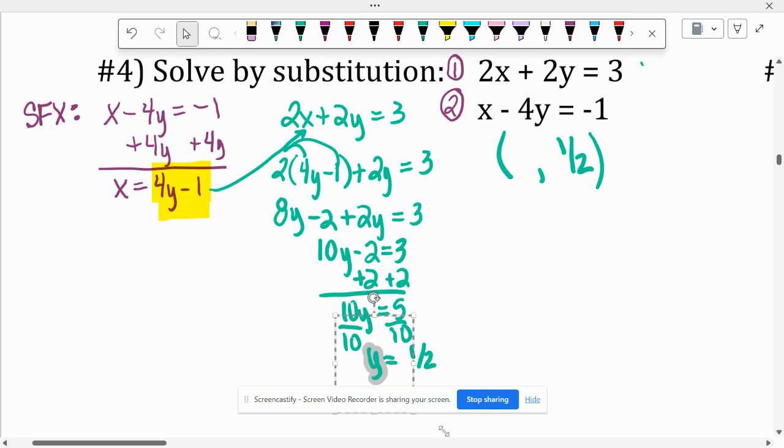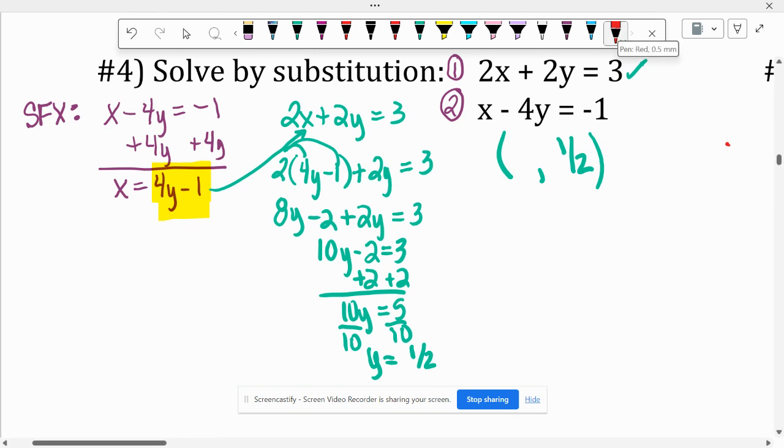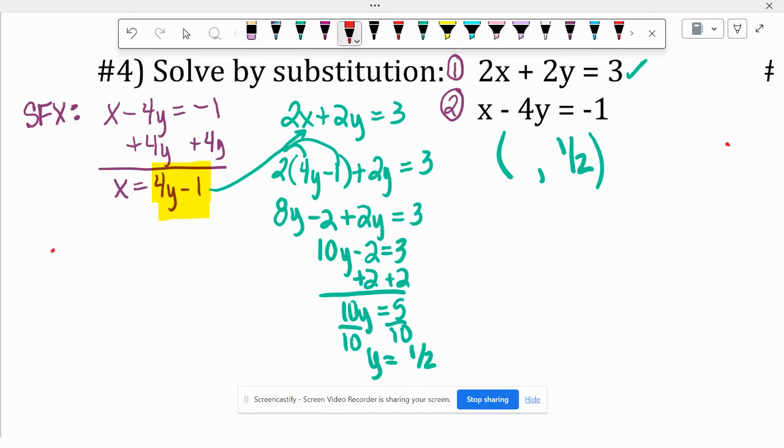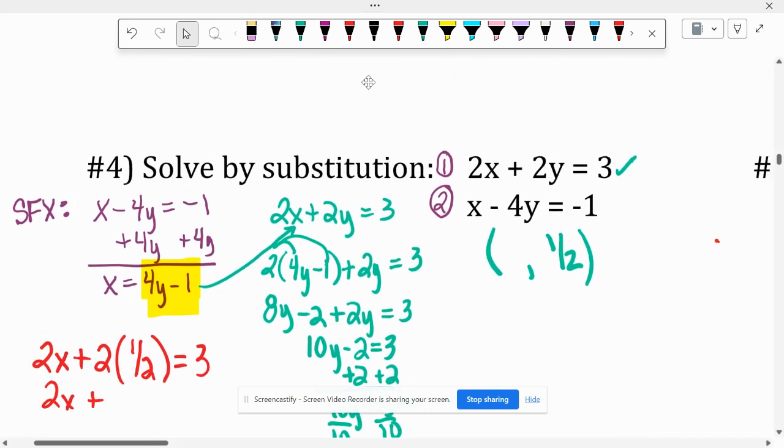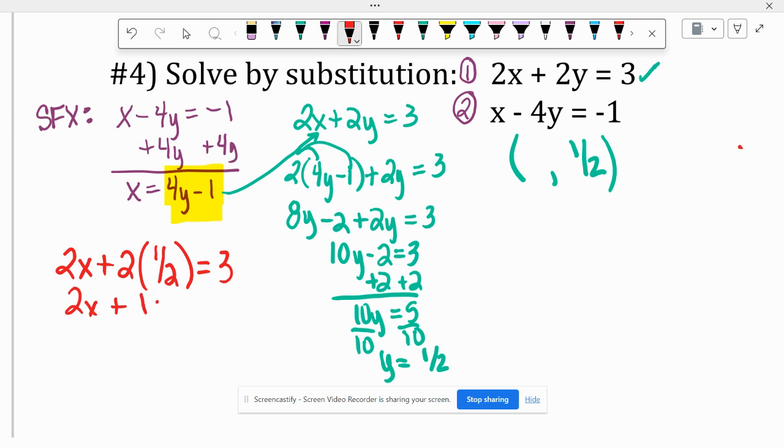Now I'm going to take that y equals 1/2 and plug it into equation number 1 or number 2. It doesn't matter. I'm going to plug it into equation number 1. So 2 times x plus 2 times y, which is 1/2, equals 3. 2x plus, what is 2 times 1/2? Think of it as half of 2. It's 1. So 2x plus 1 equals 3. Subtract 1 from both sides. So 2x equals 2. Divide by 2, which means that x equals 1.